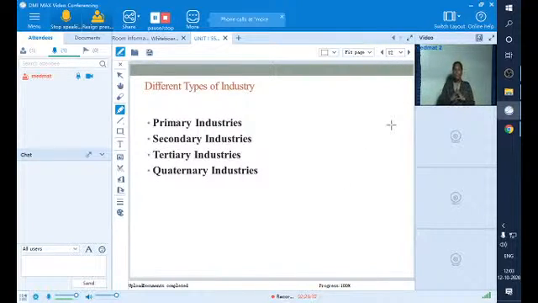Different types of industries. Here we have 4 types of industry. First one is primary industry. Second one is secondary industry. Third one, tertiary industry. Fourth one, quaternary industry. Totally you have 4 types of industries: primary, secondary, tertiary and quaternary. Now you are going to see each and everything in detail.